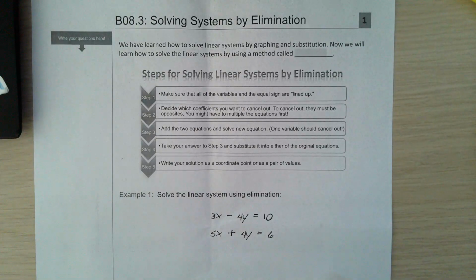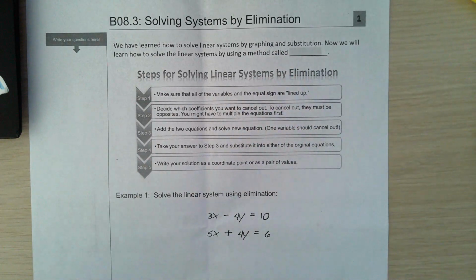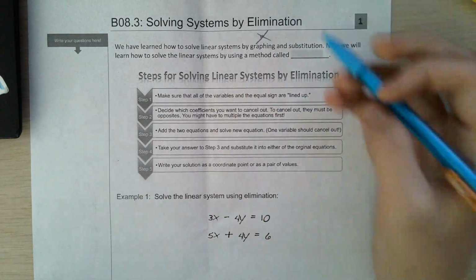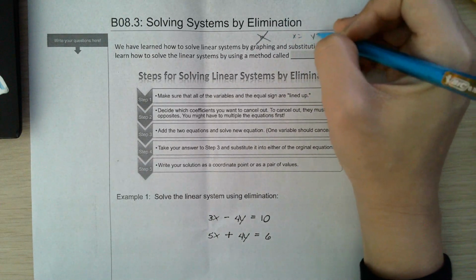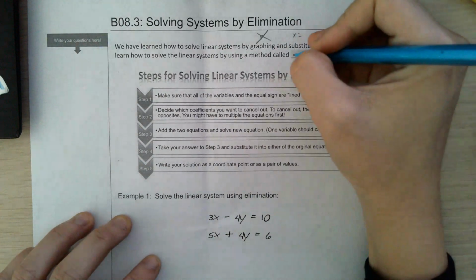Solving systems by elimination. So we've done it with graphing and substitution. Graphing was just with your calculator. You found where the points intersected. Substitution, we had to solve for x equals or y equals, and then we plugged it back in. Now we're going to do something called elimination.